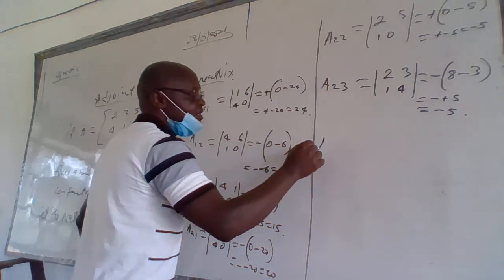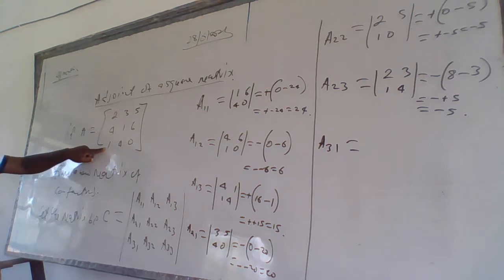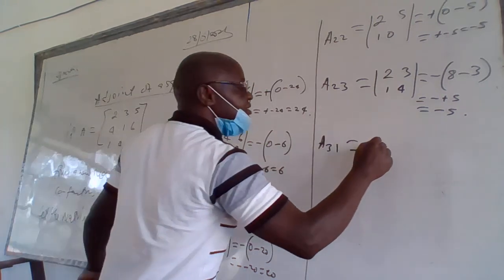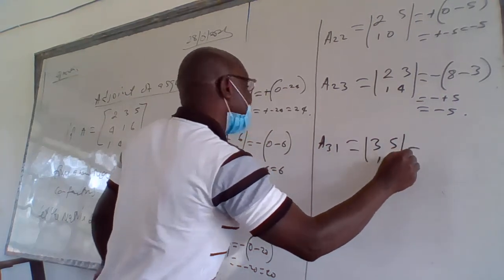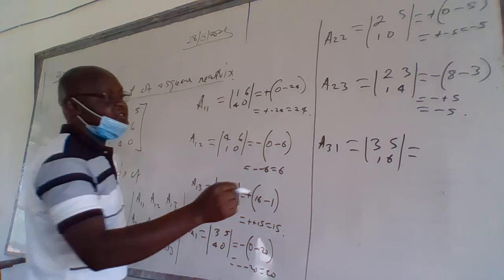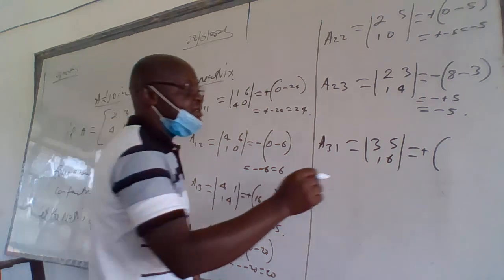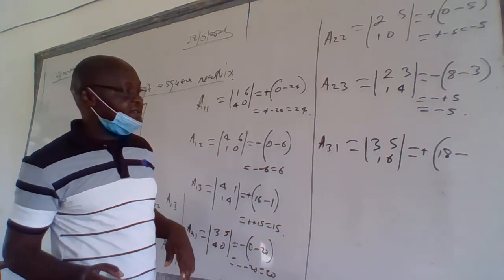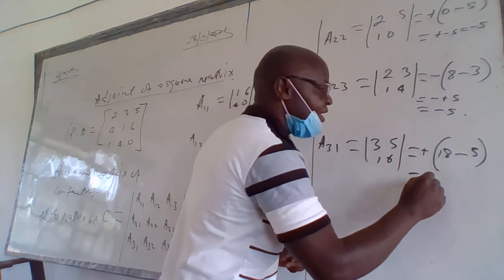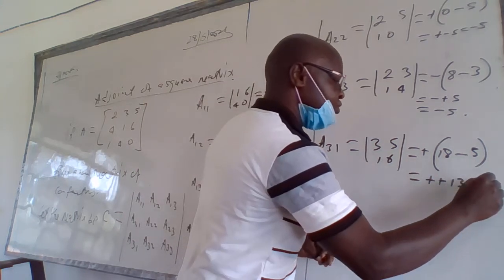We move on to the third row. A31. A31 is number 1 here. So what are the minors for element 1 here? 3516. The place sign positive, negative, positive. That is positive. So we have 6 times 3, which is 18. 18 minus 1 times 5, which is 5. So this equals to plus 13, which equals to 13.